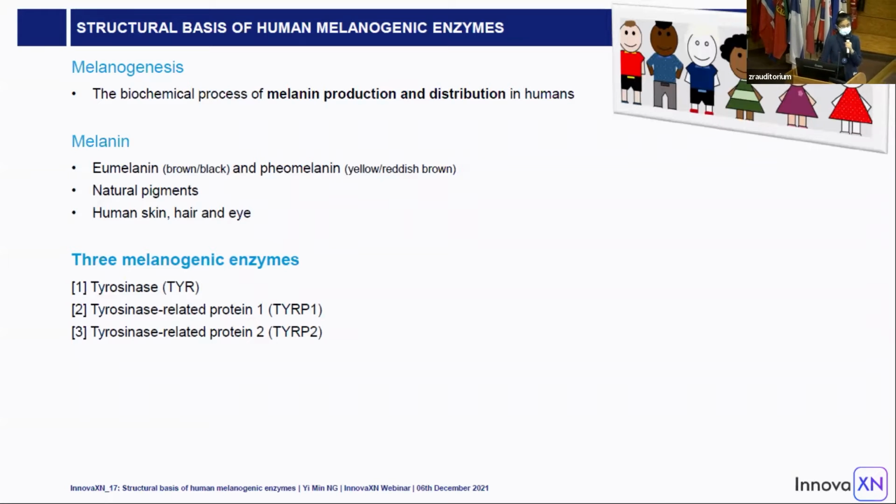This process is tightly regulated by three main enzymes, which are tyrosinase, TYR, tyrosinase-related protein 1, TYRP1, and tyrosinase-related protein 2, TYRP2. I have put 1, 2, and 3 here so that you can refer to them on a later slide.